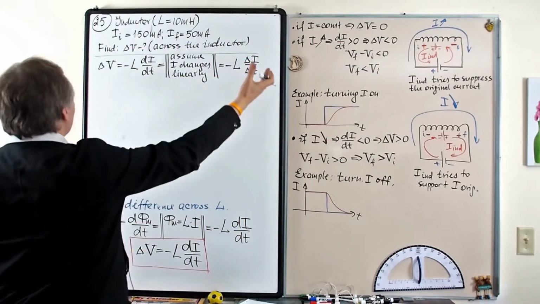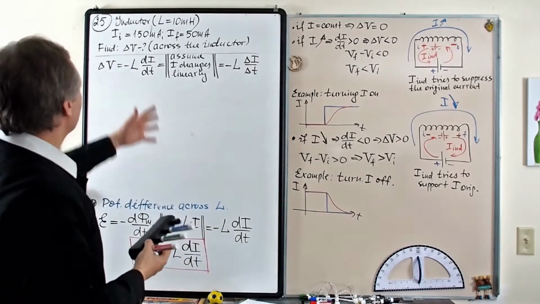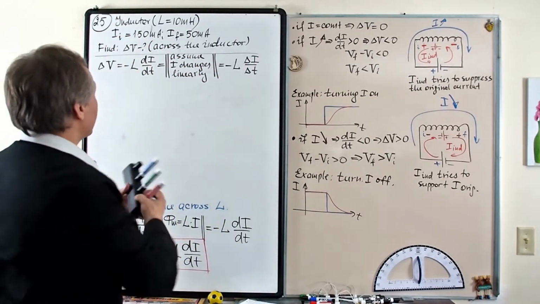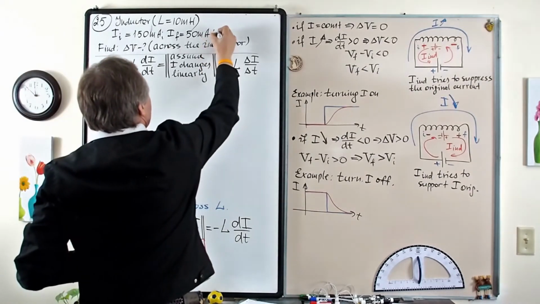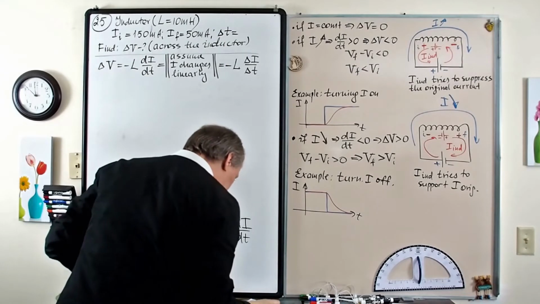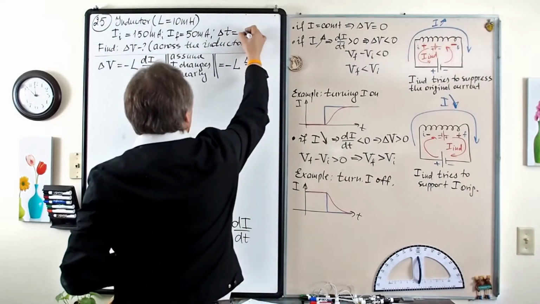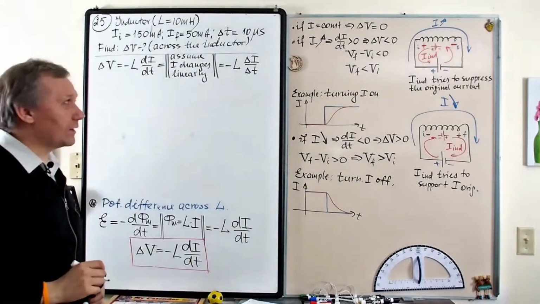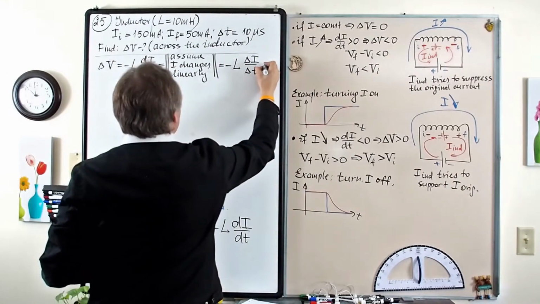All right, and now what? We know pretty much everything, so we just need to plug in. Okay, now I realized what is missing, the time. The current changes in this period of time. Delta t is 10 microseconds. Okay, now we have all the information, right?